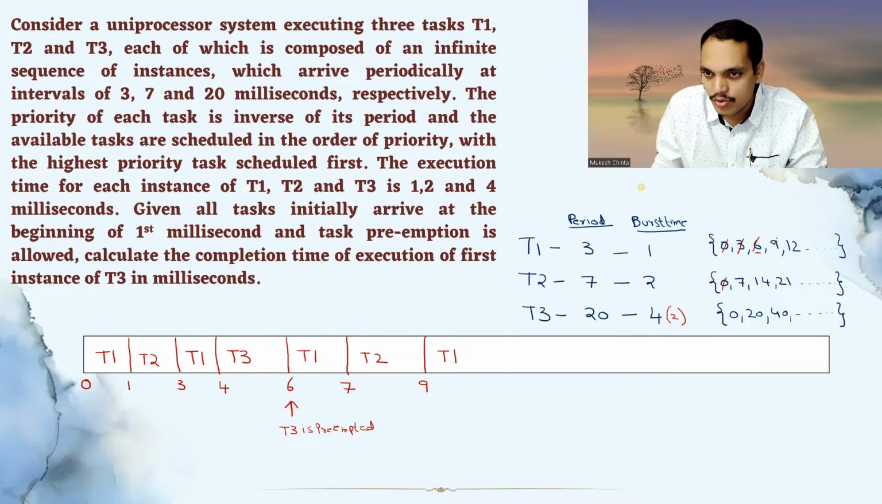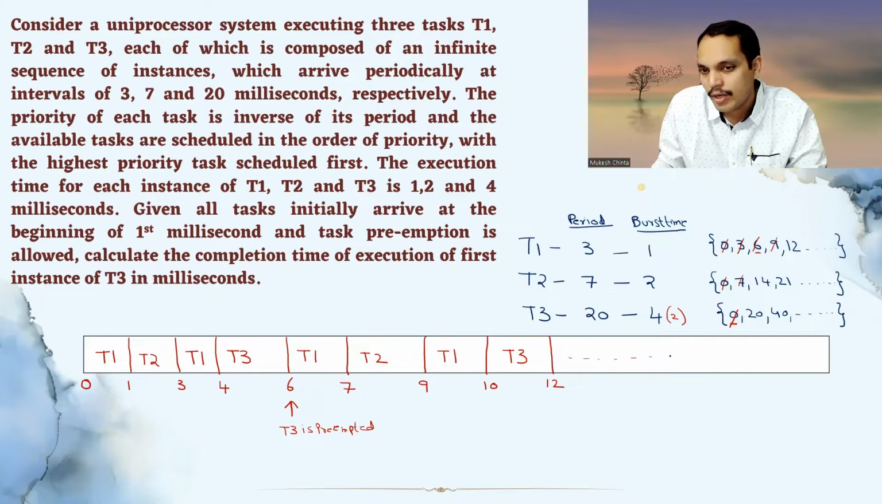So this is also done. With a burst time of 1, it gives me 10. Now at 10, what are all the processes in the queue? There are no other processes. Now the CPU is free, so I assign T3. There are only 2 milliseconds remaining in T3, because the first 2 milliseconds I completed earlier. So T3 completes the execution of its first instance at 12 milliseconds.